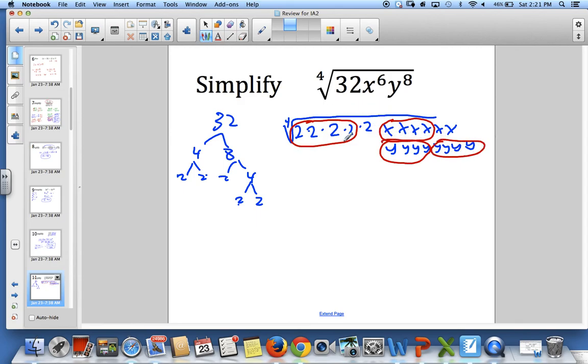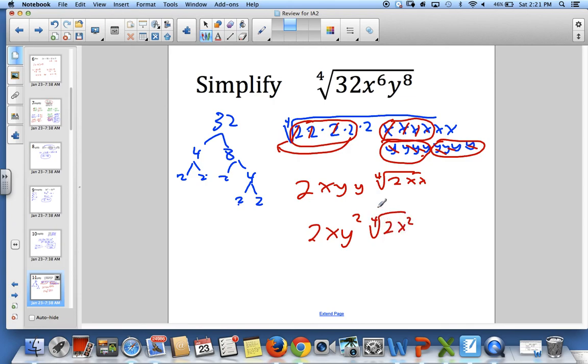Now each circled group, essentially we can think of canceling out 3 of them and bringing the other one out in front. So that's going to be 2 out in front. Same thing here, x. Same thing here. And what's not canceled out is 2 times x times x. And then we just want to simplify this. That's going to be 2xy squared, the fourth root of 2x squared. And that would be the final answer to this problem.